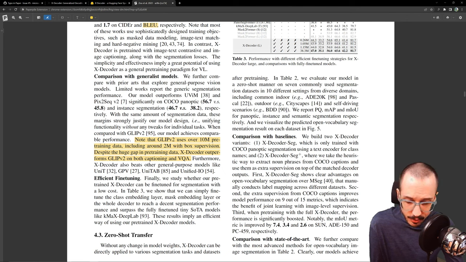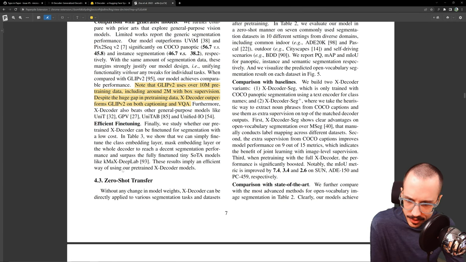Even with this, I don't know exactly what Glip is, but I'm assuming Glip has trained on this 10 million and this 2 million data set, which might be limited to images. So you can see how a smaller data set that has both text and image is actually more powerful than a larger data set that's just image. Zero shot, so this is just without any change in the model weights, no fine tuning.